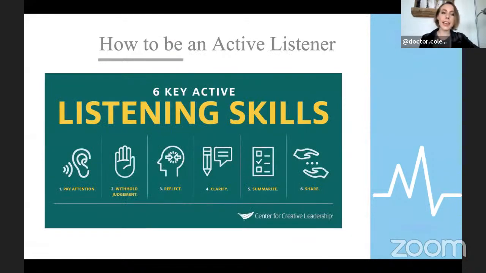Okay, so how to be an active listener. There are 6 key active listening skills. The first is to pay attention, which hopefully you guys haven't been too bored and are paying attention to this. The second is to withhold judgment. Just wait so that you can hear what they're saying and better understand them. And how do you better understand them? You reflect on what they're saying and you clarify if you don't understand something. And then you summarize it and you share, and you can have these shared experiences with another person, and that can help grow more of a bond with them.